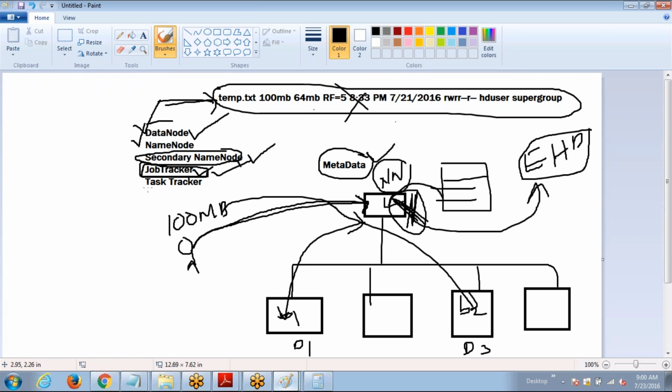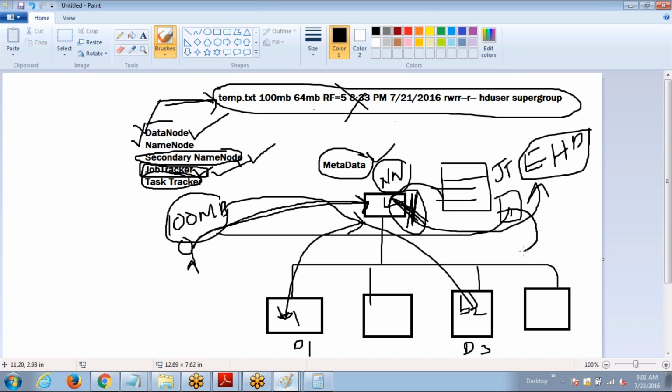So what is the task tracker here? The next daemon is task tracker. Task tracker is also a daemon which is going to do your actual task. What I mean by actual task is, whenever you submit any job to process this 100 MB of data, you submit it to the job tracker. Job tracker, as you know, is a master node. So you have submitted the job here.